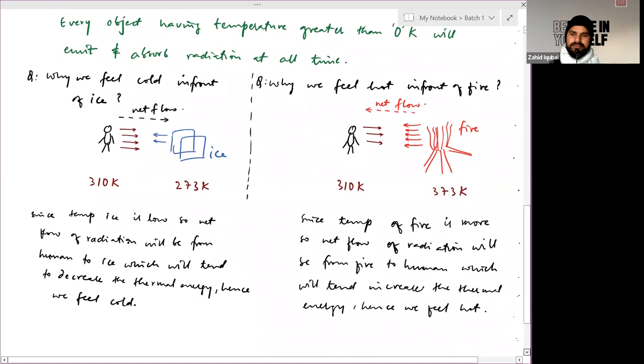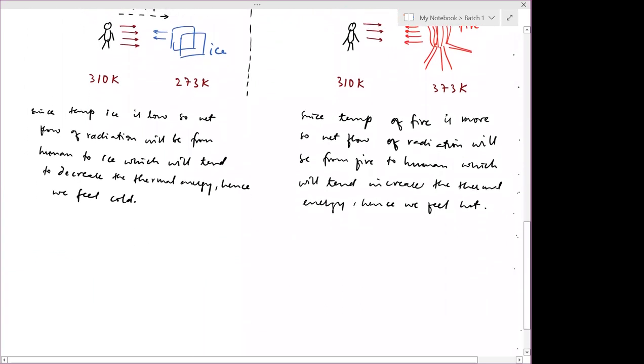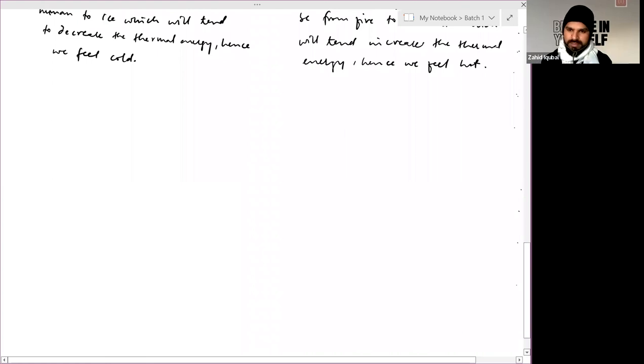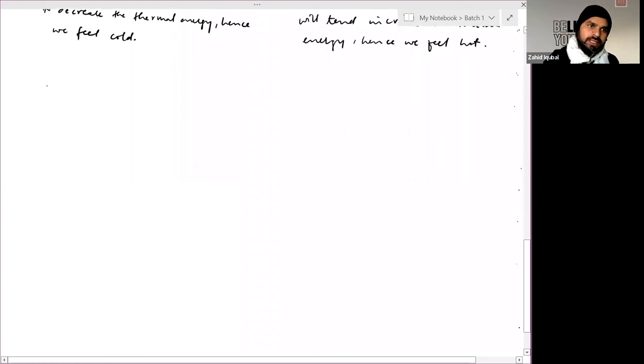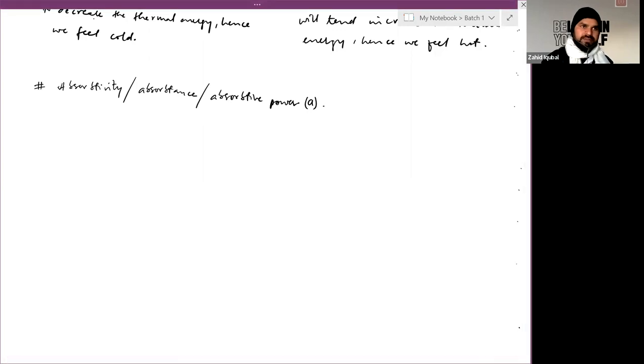Hamza, done? Yes, sir, done. Okay. Now, to define more theory related to this part, let me explain some basic concepts. First is absorptivity, which is also called absorptance or simply absorptive power. These are all the same, represented by A. Let me define it for you.